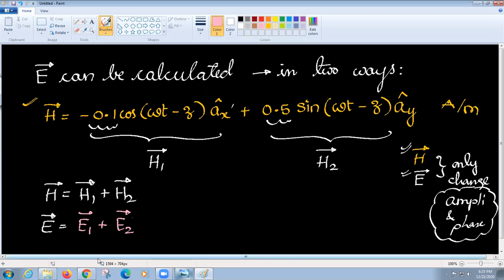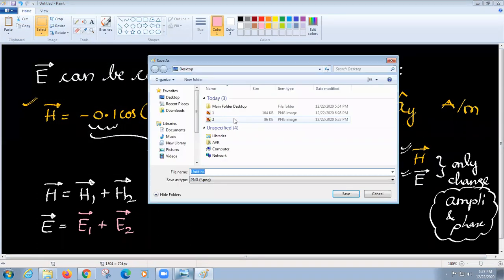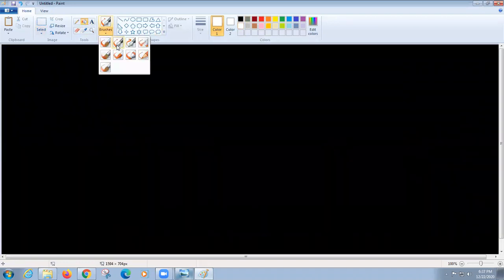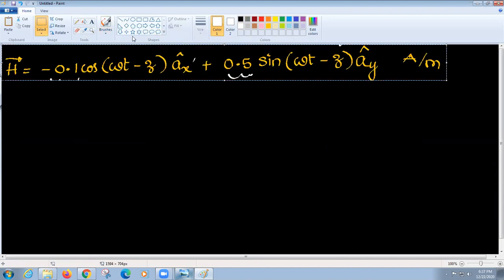Okay. Now let's try to find this E1 and E2 individually from the known H1 and H2. So I know H1, H2 is this. Let me cut this. Okay, now let me go to a new page. This is my H, right? So my H is this. So I know this is my H1, this is my H2. So I'm interested in E1.